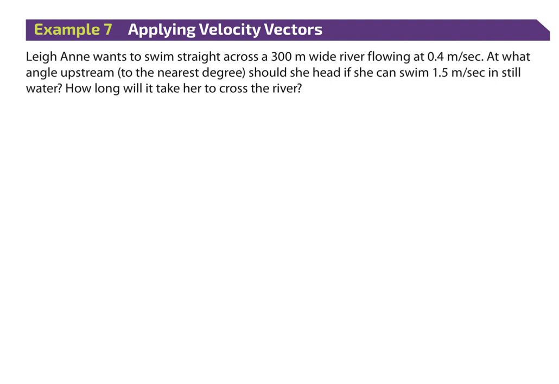Leanne wants to swim straight across a 300 meter, not mile, wow, that would be long, a 300 meter wide river flowing at 0.4 meters per second. At what angle upstream to the nearest degree should she head if she can swim 1.5 meters per second in still water? How long will it take her to cross the river?